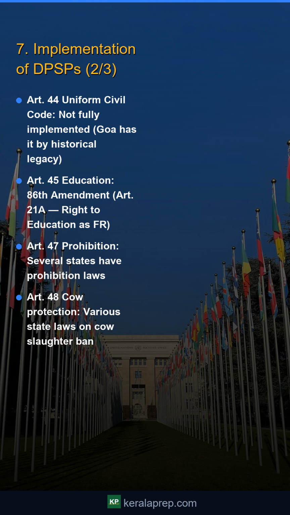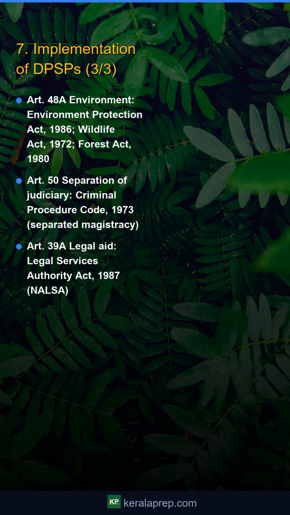Article 48A, Environment: Environment Protection Act, 1986, Wildlife Act, 1972, Forest Act, 1980. Article 50, Separation of Judiciary: Criminal Procedure Code, 1973, separated magistracy. Article 39A, Legal Aid: Legal Services Authorities Act, 1987, NALSA.